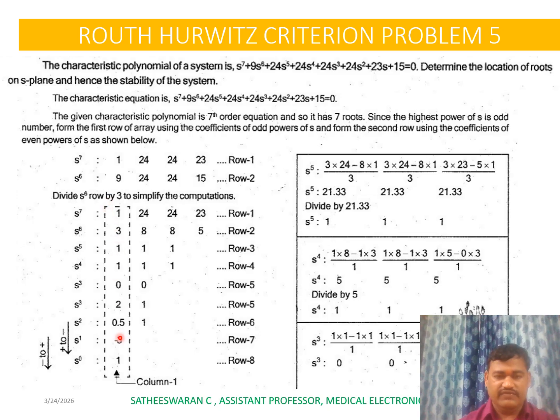If you observe the first column of the Routh array, there are two sign changes, one between 0.5 and minus 3, that is plus to minus, and the next one minus to plus. Since we are observing two sign changes in the first column of the Routh array, we cannot conclude that only two roots lie on the right half of the s plane, because all the elements of the s power 3 row were 0. We have to take the auxiliary equation, that is s power 4 plus s square plus 1 equal to 0. We have to compute the roots.